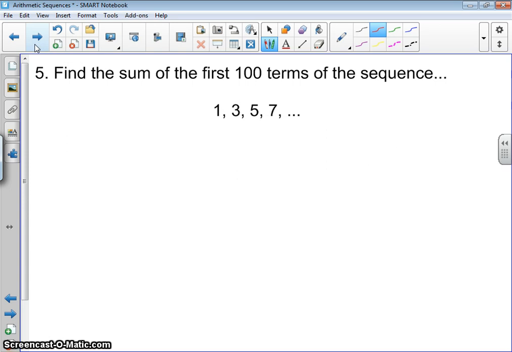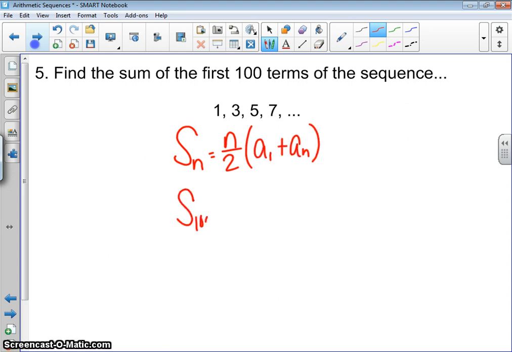We want to find the sum of the first 100 terms of the sequence. I'm going to write down my formula: Sn equals n over 2 times (a1 plus an). I'm trying to find S100, so that means n is 100 here. a1 is easy to look at. It's just 1. And then I'm looking for a100, so I need to go find what a100 is.